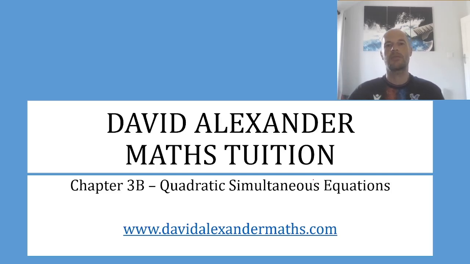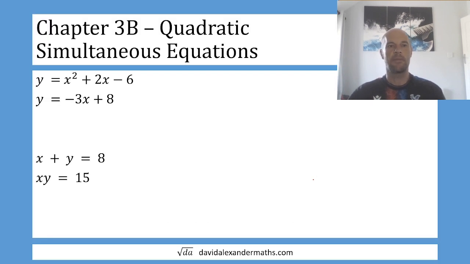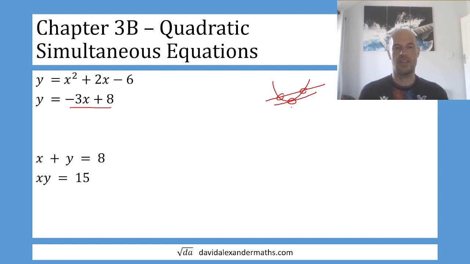This is Chapter 3B on quadratic simultaneous equations. Okay, so when we've got a quadratic simultaneous, so y equals x squared plus 2x minus 6, this is a curve. Now it's quite likely we will get two solutions, because if this is a straight line and this is a curve, a line might cut a curve in two places. It's possible it might only cut it in one place, in which case, well, it's not really cutting it, it's just touching it, and that would mean the line is a tangent to the curve.